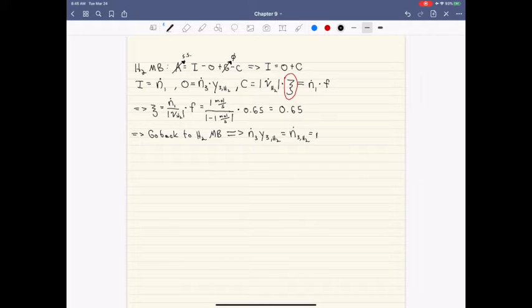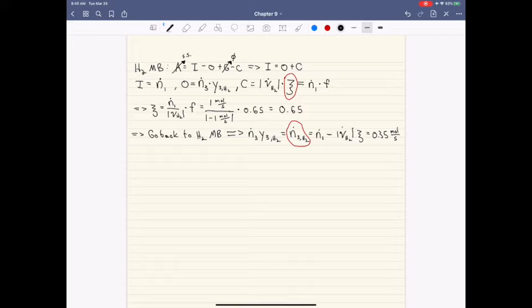And if we rearrange our material balance, what we get is that the flow rate of hydrogen in stream 3 is just equal to the input minus the consumption term. And the only unknown we have here is this. So if we plug in all the values, you should get a number of this. So 1 minus 0.65 gives you 0.35. Okay?